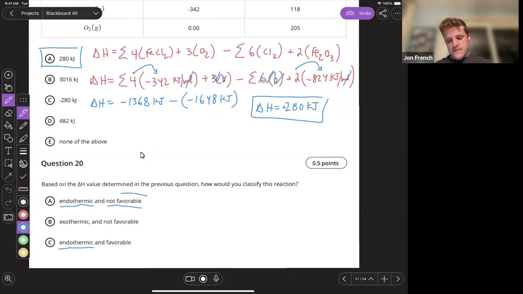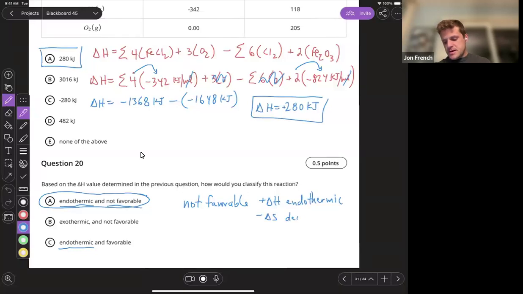So favorable or not, that comes from the sign on enthalpy and on entropy, right? So we know not favorable would be a positive delta H, endothermic, or a negative delta S because that decreases entropy. When we only have one, we can just say favorable or not, right? We need both.